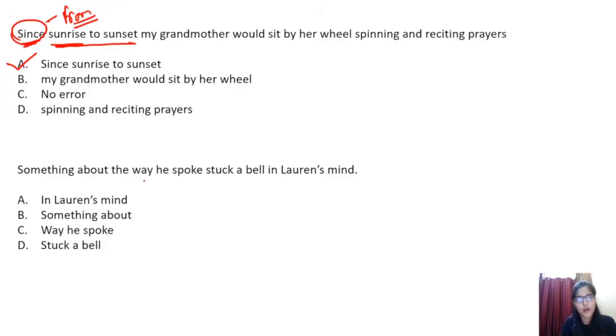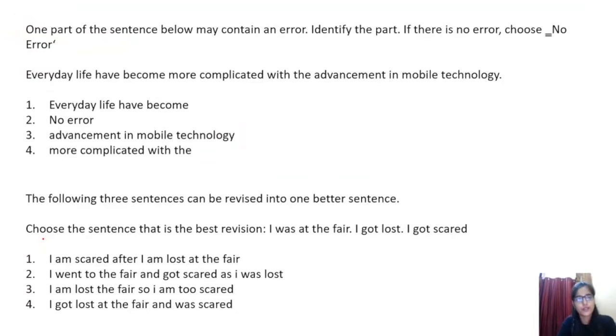Okay. Something about the way he spoke stuck a bell in Lauren. Stuck means, first of all, you should be aware of the stuck. Stuck means I got stuck in a problem. It's like something is causing a sort of trouble for you, right? So the way he spoke stuck a bell doesn't make sense. So where's the error in that particular sentence? Stuck a bell. Now here it is stuck, so it should be rang a bell. So the way he spoke rang a bell in Lawrence's mind. It should be the correct thing. So stuck a bell is not correct. So option D will be the correct answer. Let's move to the next question.